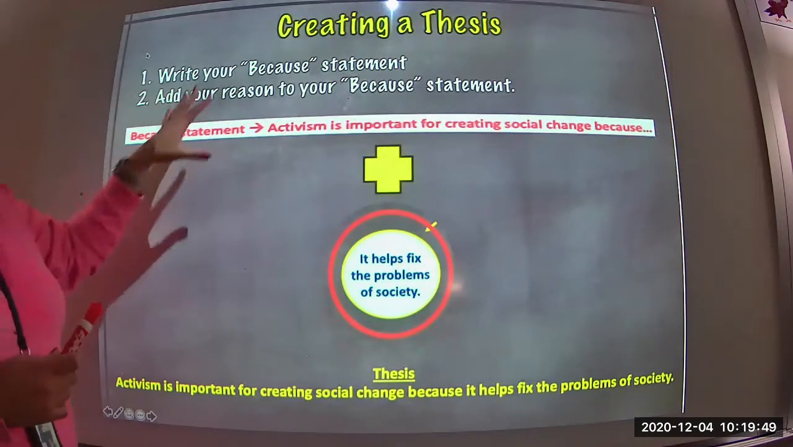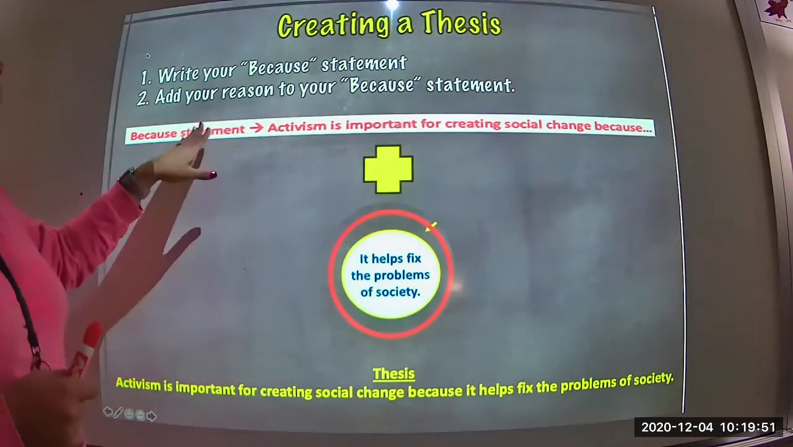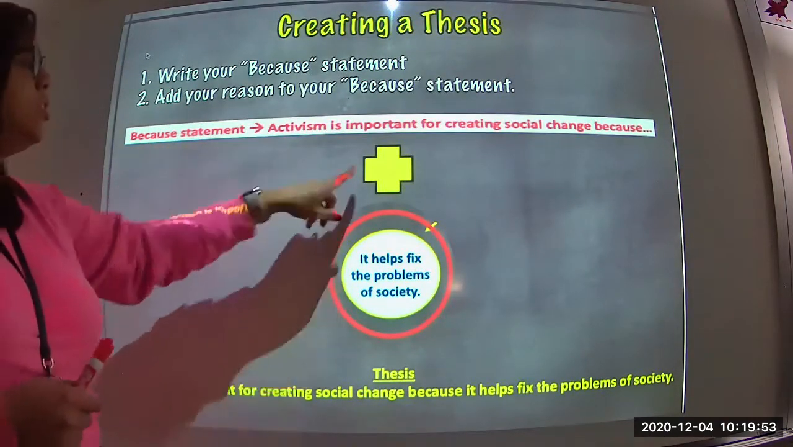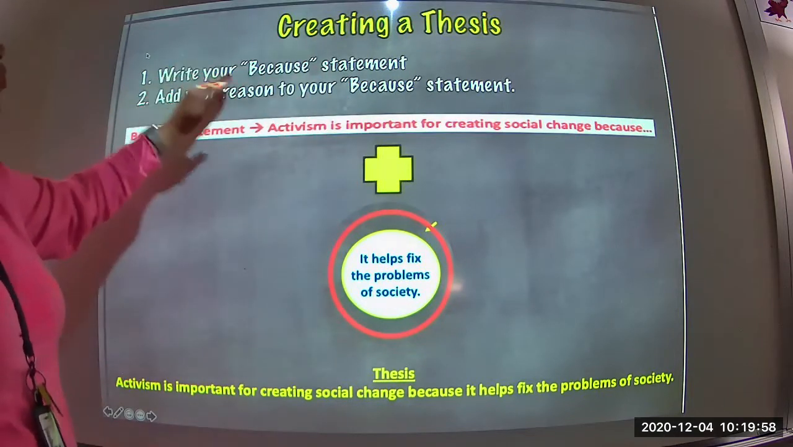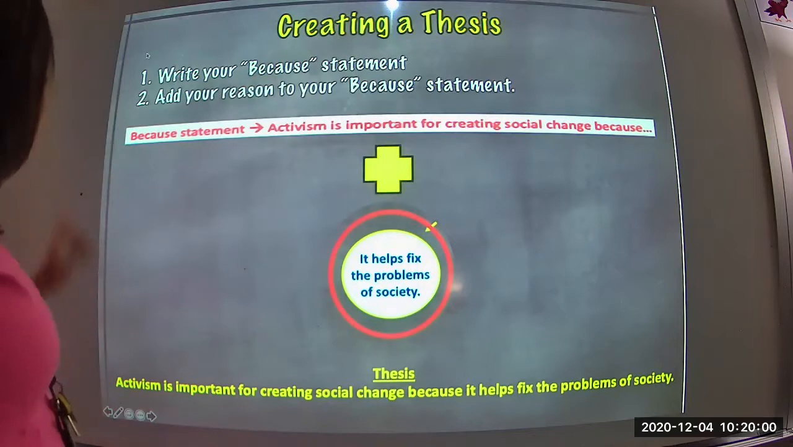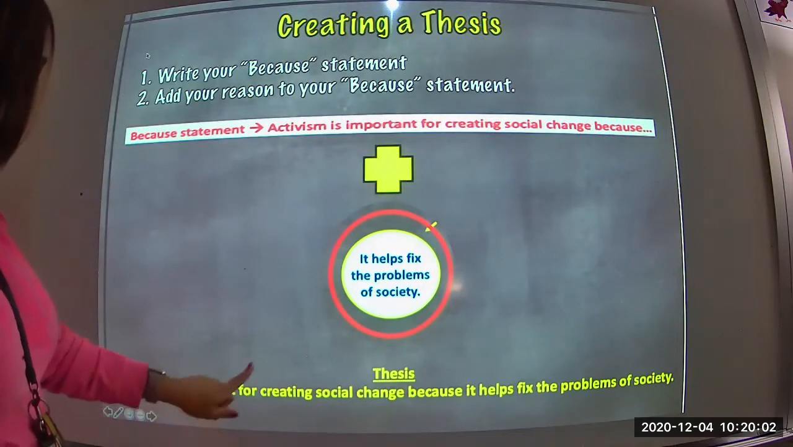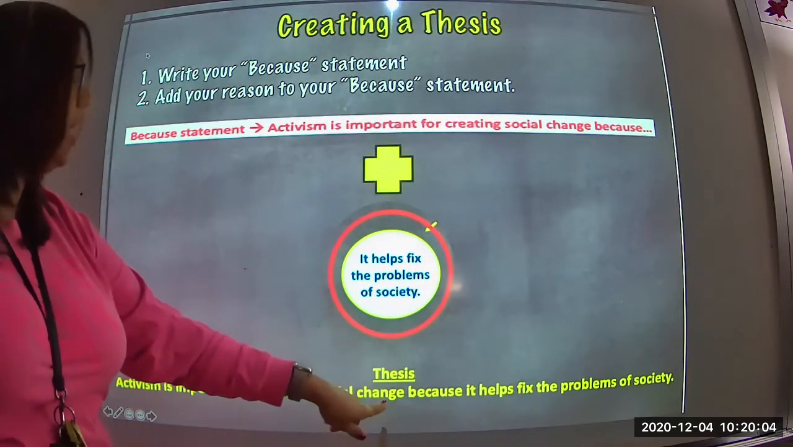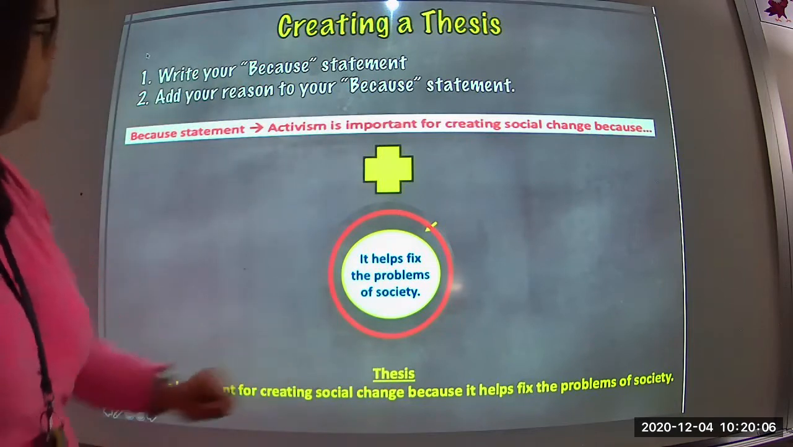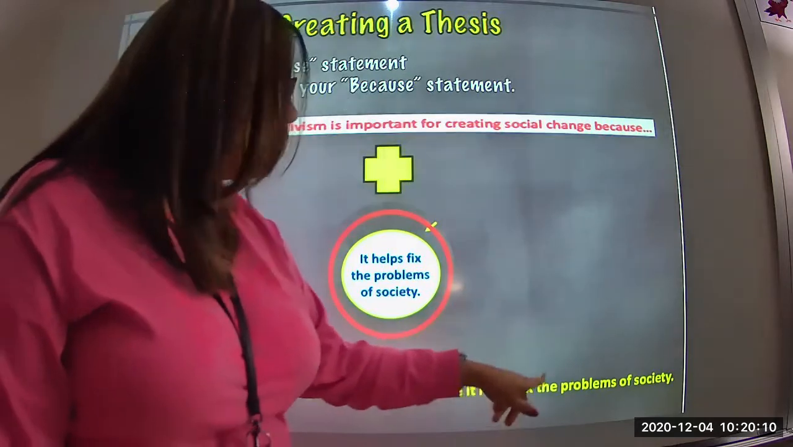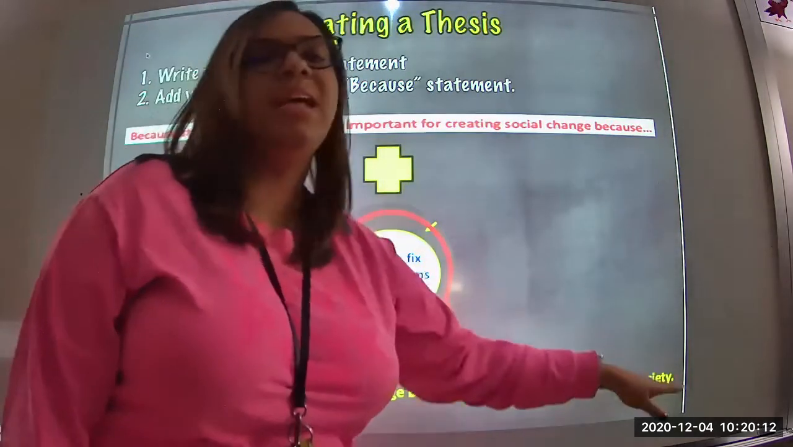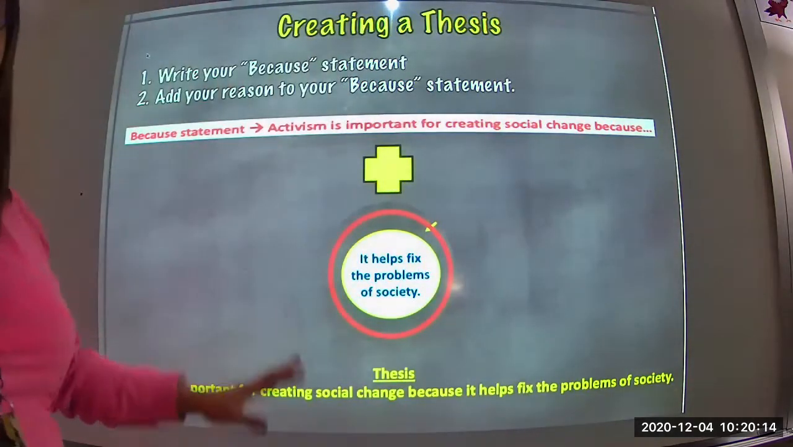Okay, so this is how you are going to combine your because statement with your reason. So first thing that you're going to do is write your because statement. Activism is important for creating social change because, and add your reason, because it helps fix the problems of society. And there you go. That's your thesis statement.